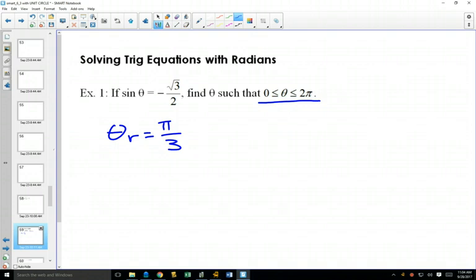Now, because sine is negative, when we go to solve for our actual answers, we have to think, where's sine negative? Quadrant 3 and quadrant 4. What are the pi over 3 family members in quadrant 3 and quadrant 4? 4 pi over 3 and 5 pi over 3. And we're done the question. So you don't have to use your calculator to find your reference angle. You just recognize the value and state your reference angle from there.